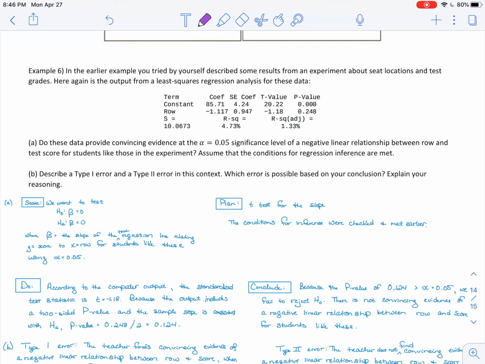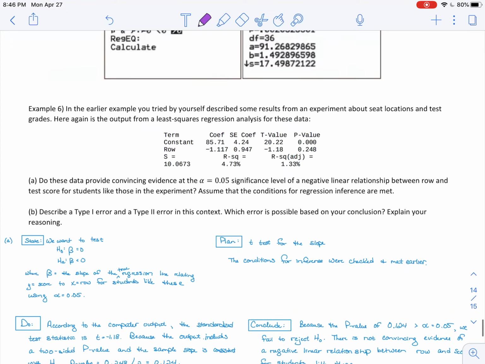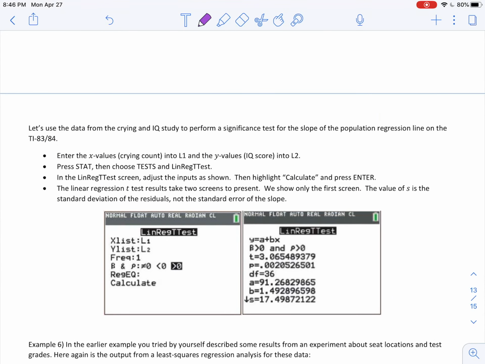So that's a summary of what we just did that's in your notes of how to go through and find those if I went too quick for you. There is another example that's on here that I would suggest that you try on your own.